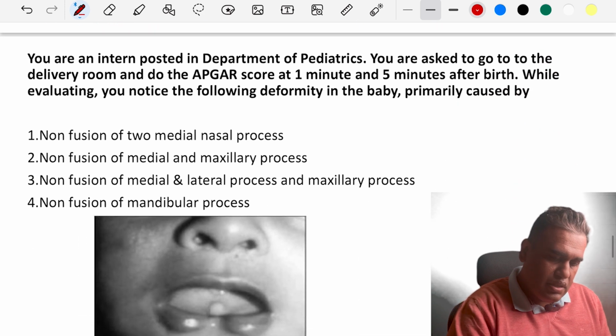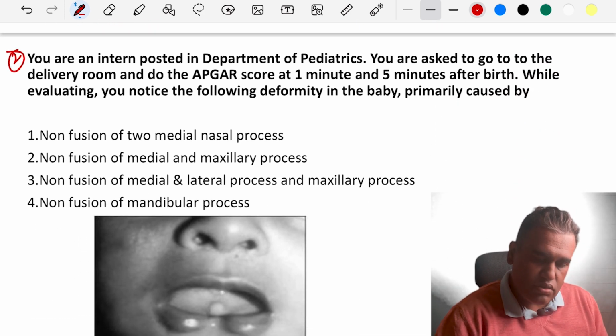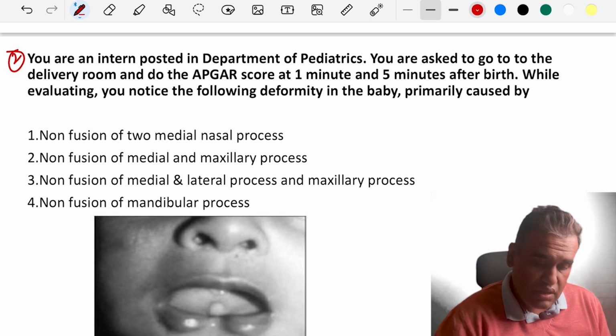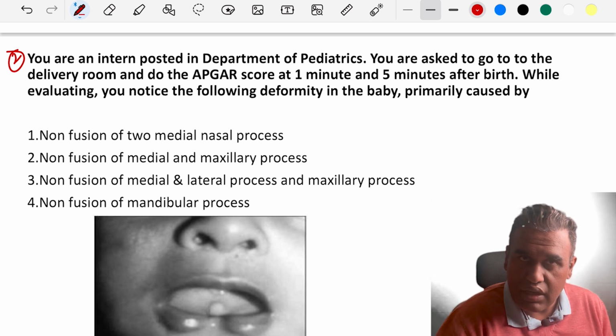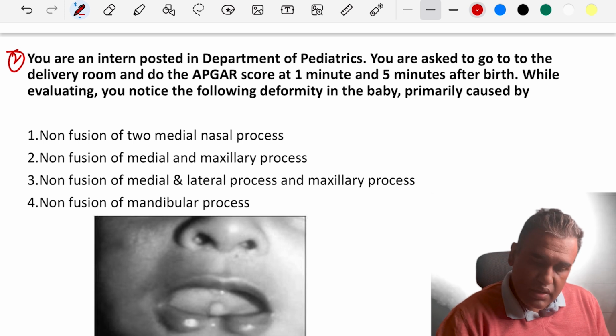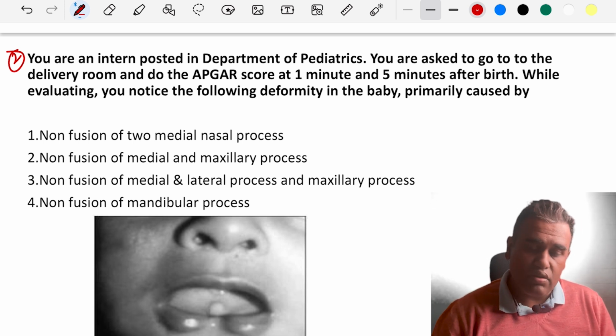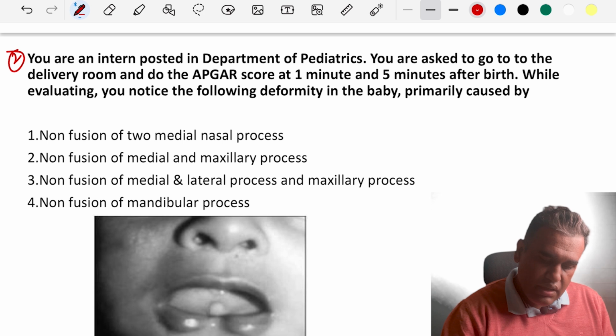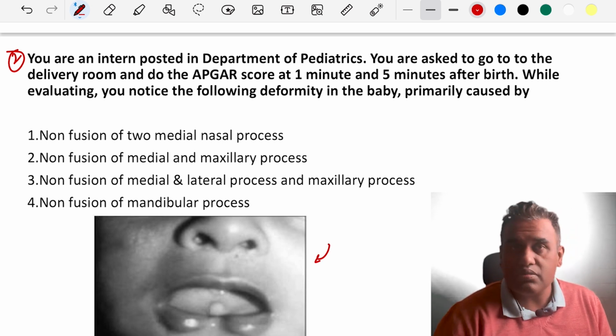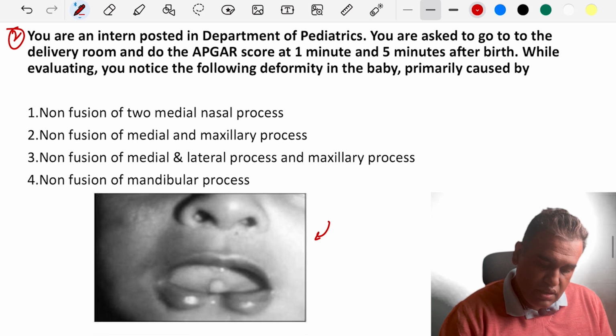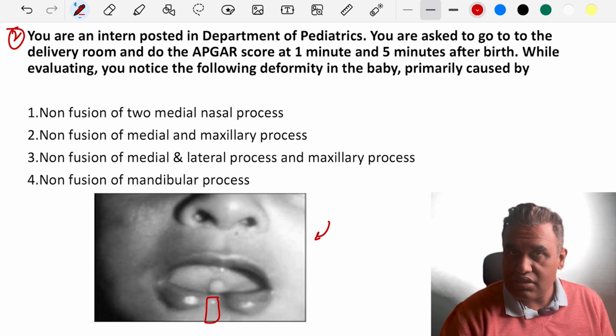Next question. You are an intern posted in the PDR. You are asked to go to the delivery and do an APGAR score. I hope you remember the full form of APGAR, five parameters at 1 and 5 minutes. While evaluating, you notice the following deformity in the baby, as in the image, primarily caused by. So what's the deformity? You can see that the lower lip is not completely formed in the center middle. The lower lip is therefore formed by which structures?